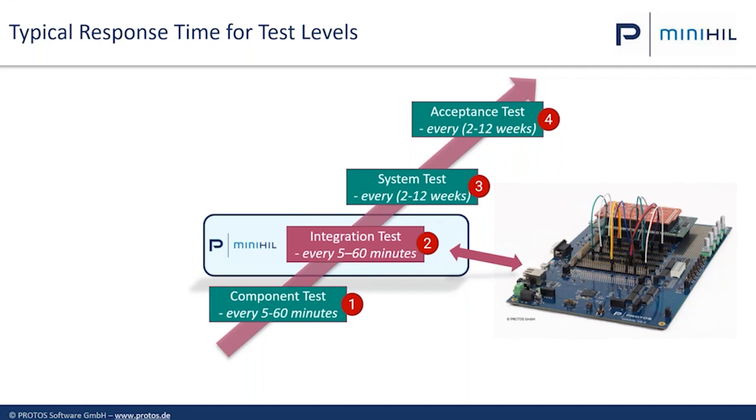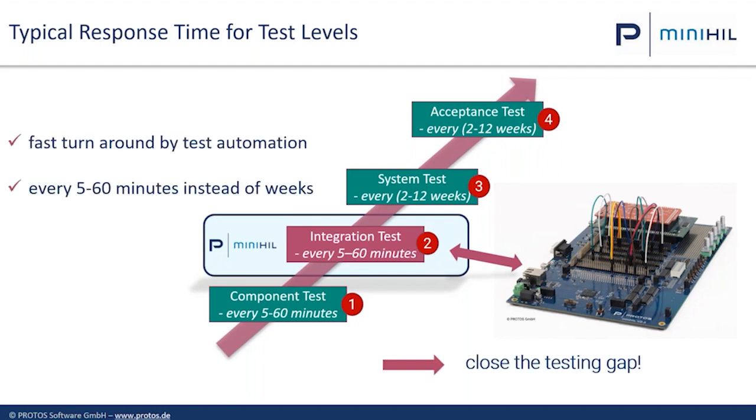So on the right side, you see the Mini Hill for an Oryx processor, for example. The adapter board and the evaluation board here is provided by Hitex. And with such a setup, you can close the testing gap and get very fast feedback in a couple of minutes for every code change.